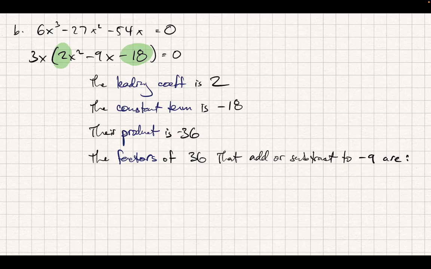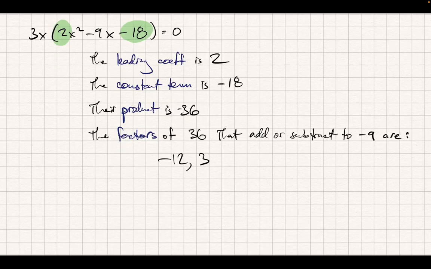I think it would be 12 and 3. Negative 12 and positive 3. They add to negative 9, and they multiply to negative 36. I'm just going to copy this down because this is what I had before. But then these things add up to negative 9, and what do I do with them?